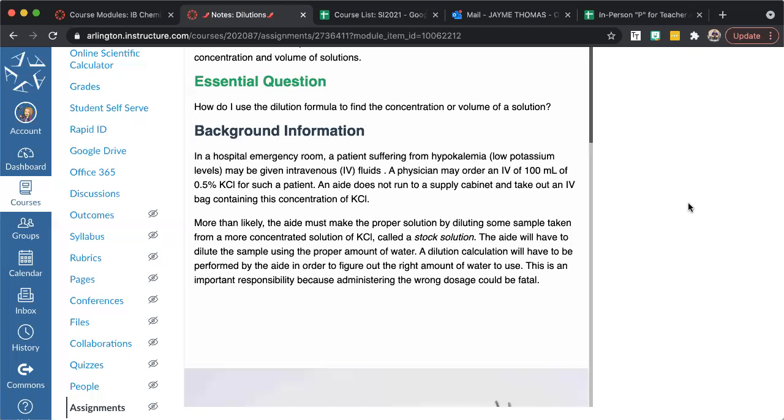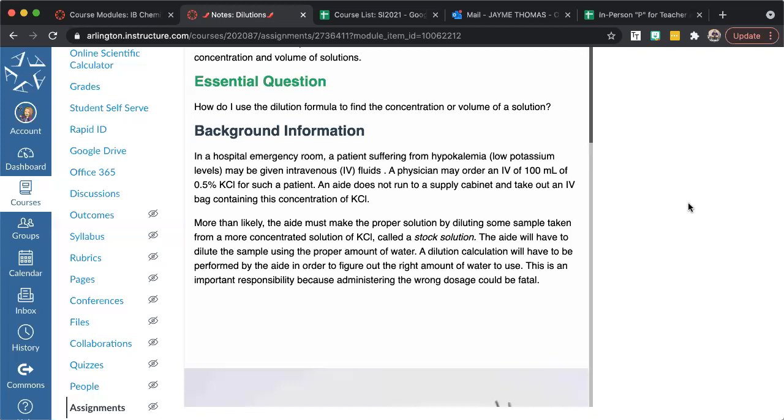Sometimes what they have to do is actually make the solution. They have to dilute it. So they have what's called a stock solution. A stock solution is maybe not 0.5%, maybe it's a 10% solution, or they might give them a molarity. It might be a 2 molar solution or a 1 molar solution, where they're giving them the concentration.